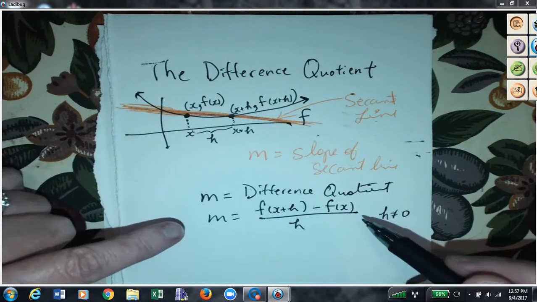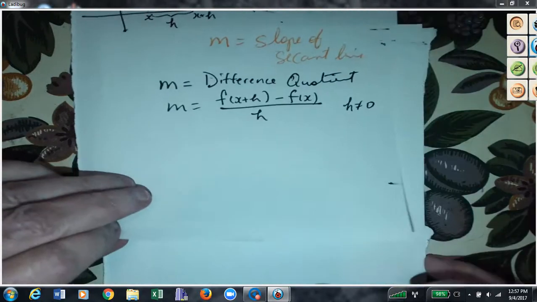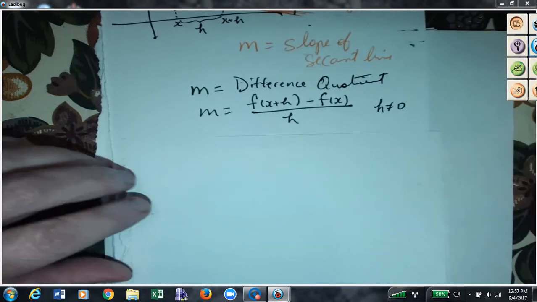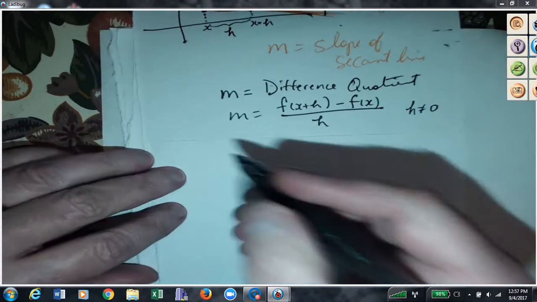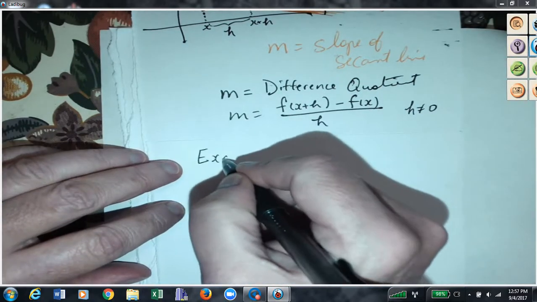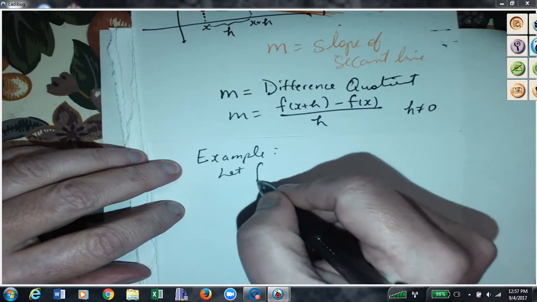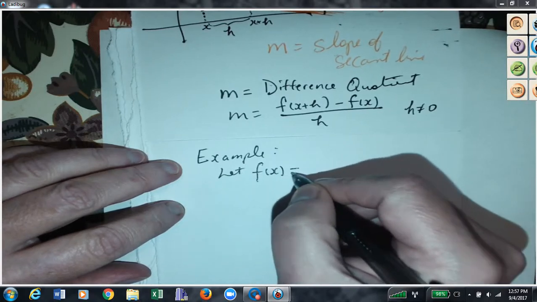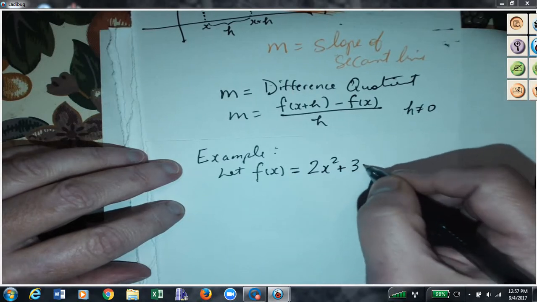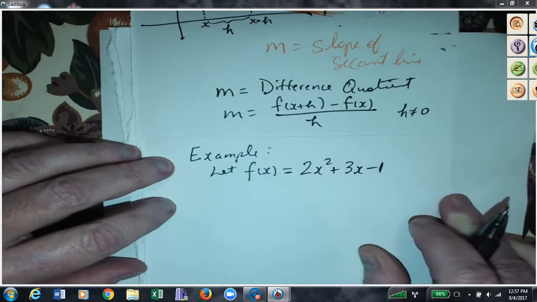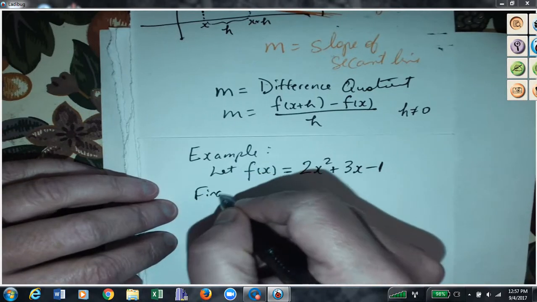You will be given that formula on a test and on the final, but you have to be able to manipulate it and to evaluate it. So what do we mean by that? Okay, so example. Let f of x be 2x squared plus 3x minus 1. And find the difference quotient.